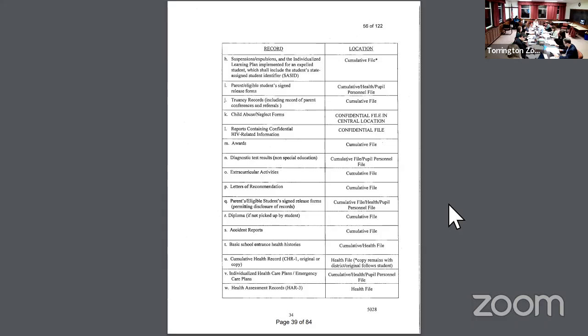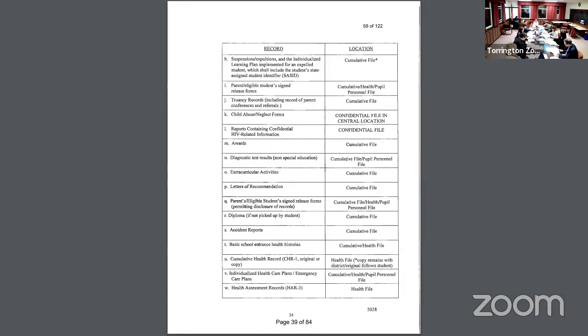Super, yeah. Agree with Ben. We don't keep diagnostic special ed stuff in a cumulative file. It's up to their special ed part. Right, and saying it's either the cumulative file or the pupil personnel file. Typically, because that's intelligence testing and that kind of thing, those are very, very confidential. So that would be in a pupil personnel file, and maybe the student didn't qualify for special ed. No.